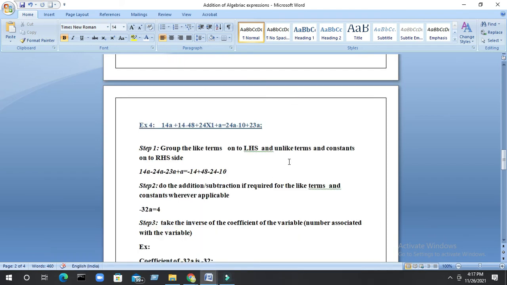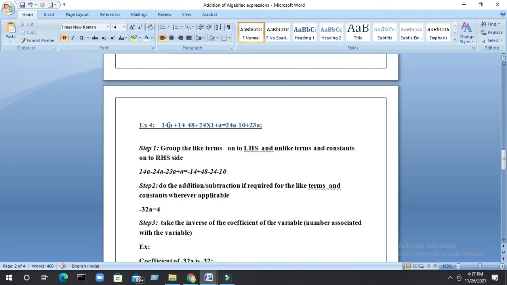Now let me take you to example 44. So here if you observe, this equation has 14a and 14 minus 48 plus 24 into 1 plus a, and this is equated with 24a plus 23a and a constant as well. Again, observe your steps. Group the like terms. So if you observe the like terms and group the like terms onto the left hand side and move the rest of this onto the right hand side. Why is this movement required?